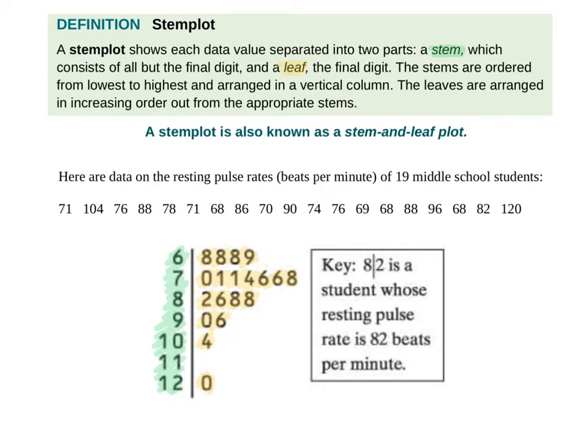What's really important in a stem and leaf plot, or a stem plot, is the key. So this key says 8 line 2 is a student whose resting pulse rate is 82 beats per minute. Just in case there are people out there that don't automatically know how to read a stem plot, which might have been you before this video.